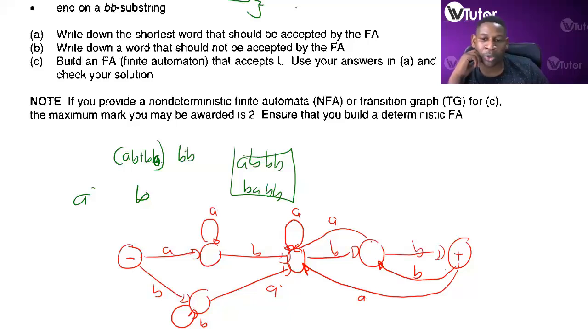Let's check whether or not all the states have got two transitions for each letter of the input alphabet. Initial has got an A and a B. This state has got an A and a B. This state has got an A and a B. We've got an A and a B. We've got an A and a B. We've got an A and a B. So this is fine as it is. So this is the finite automata for this language.